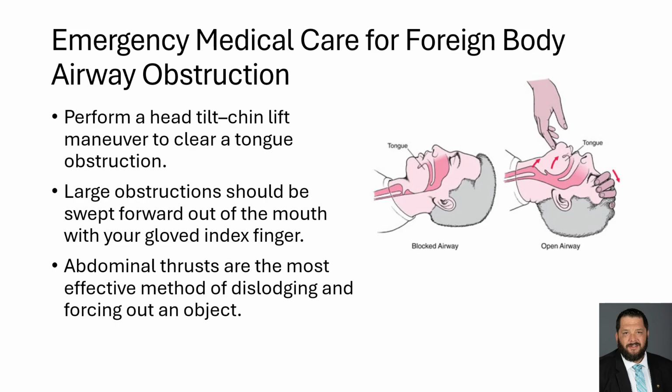First step for emergency care for foreign body airway obstruction is to perform a head tilt chin lift maneuver to try and clear the tongue as the airway obstruction. Sometimes you can visualize the obstruction in the mouth, and if you can see the obstruction, you should use your fingers and sweep forward the obstruction out of the mouth. Abdominal thrusts are the most common and effective method of dislodging and forcing out an object in the conscious patient.